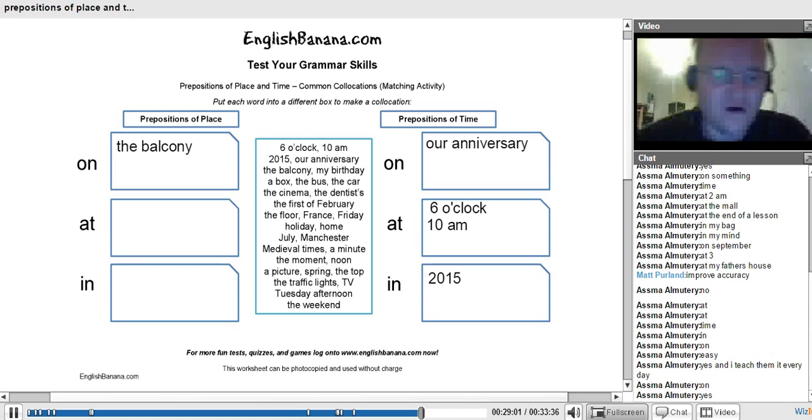So you could do it orally, you could do it in a kinetic way with movement, with running around, or you could do it as homework, give them this page as homework. Or they could, of course, write the collocations for each one. It's a lot of options here. We'll just look at a few more as an example.